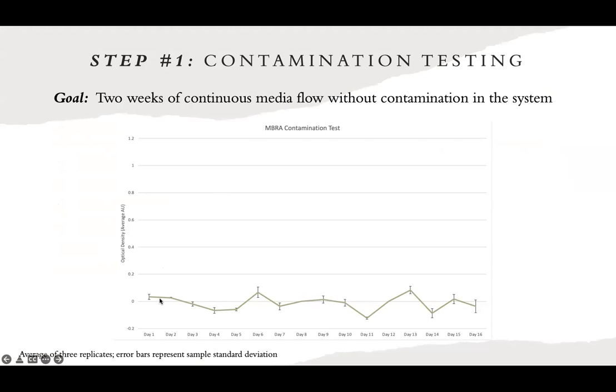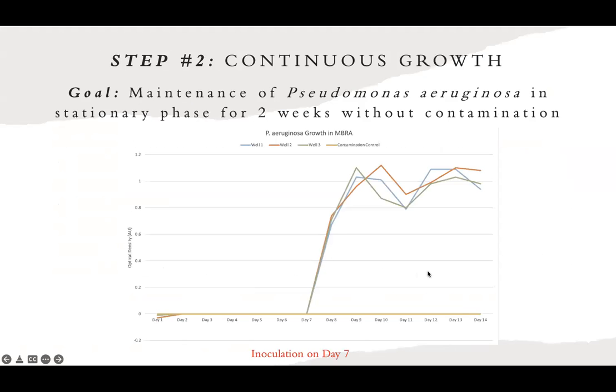We were actually maintaining a level of 0 throughout, although it was kind of varying back and forth. We suspect that this could have been issues with the nanodrop. But then we did end up growing Pseudomonas aeruginosa for 2 weeks, and we inoculated on day 7. And so as you can see, the growth curve went right up to around 1.1 or 0.1, and it allowed for a continued stationary phase growth for multiple days.